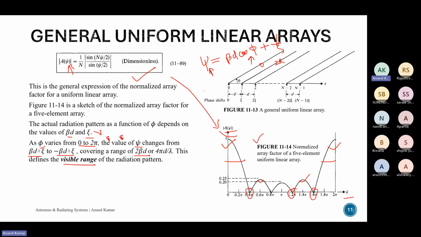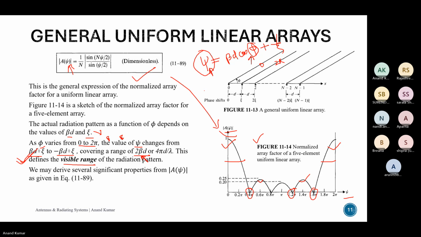So based on the value of phi over here, the value of psi varies by 2 beta d, and this is known as the visible range. This is just a definition for you to remember if there are any questions in exams for you to answer. And as said earlier, we may derive several significant properties based on the array factor from the next slides.